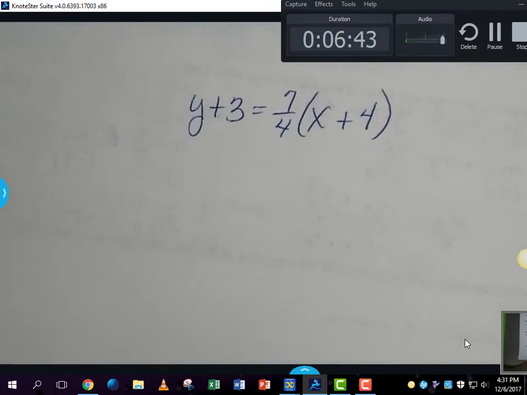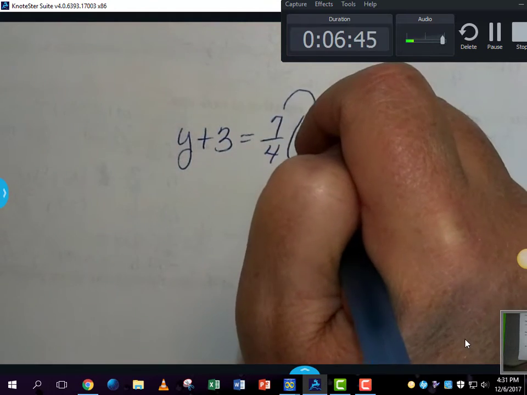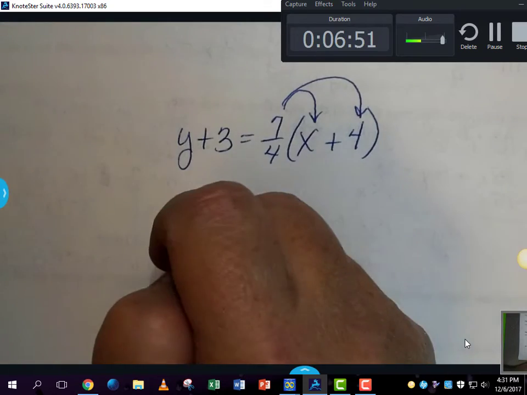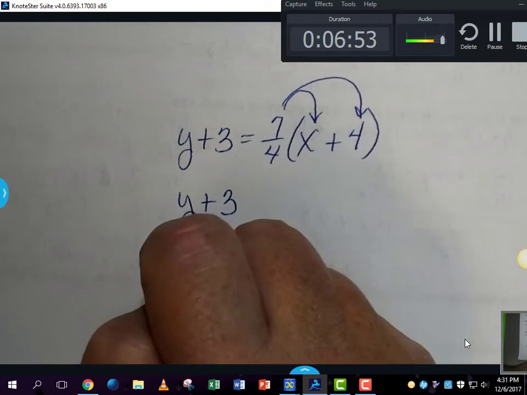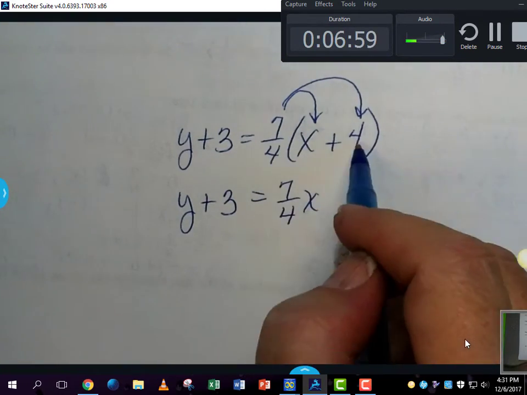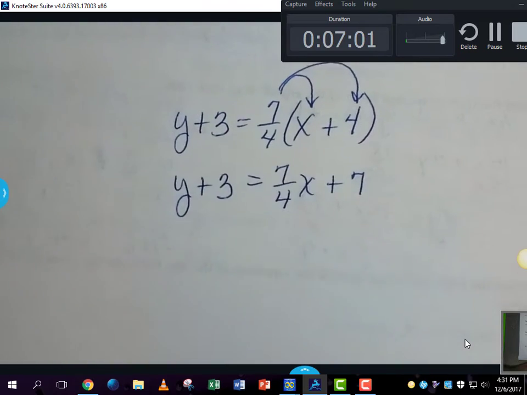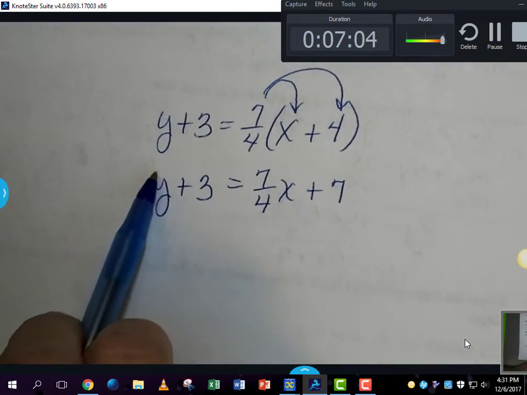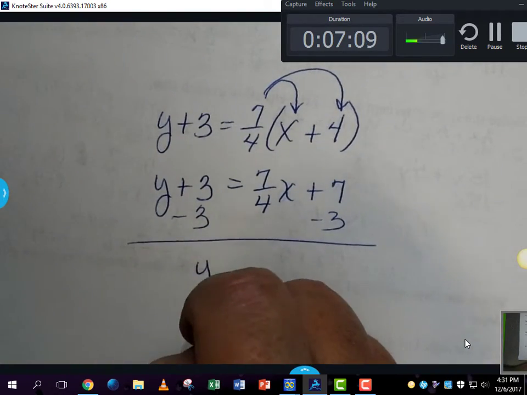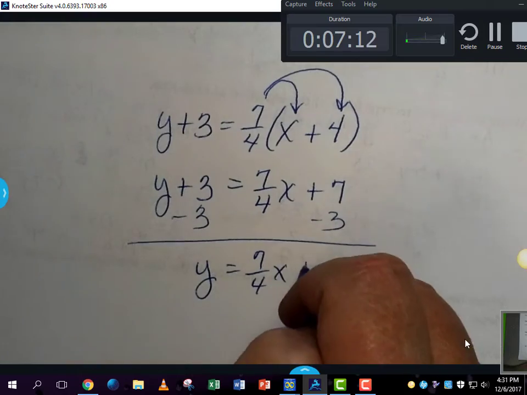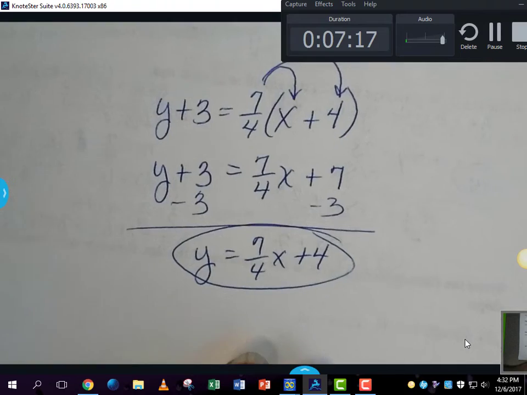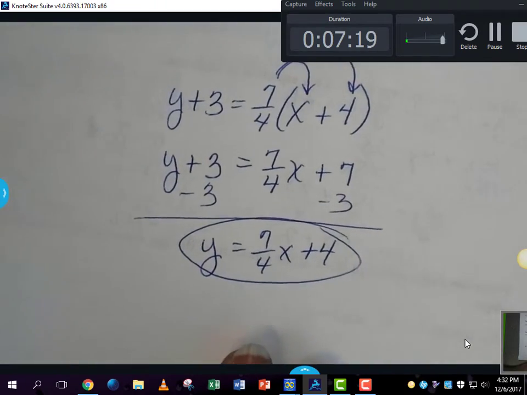So the alternate method would be simply to multiply the 7/4 to everything inside the group, so you would be distributing. So I'd get y plus 3 equals 7/4 x. 7/4 times 4 is a +7. And then I need to isolate the y, so I need to eliminate the 3. And I would get y equals 7/4 x plus 4. Hey, I got the same thing. You should if you do it this way.